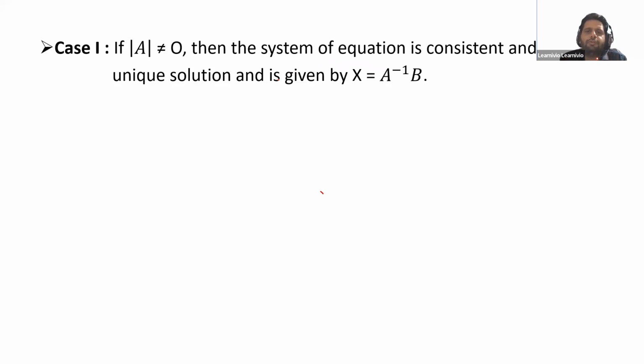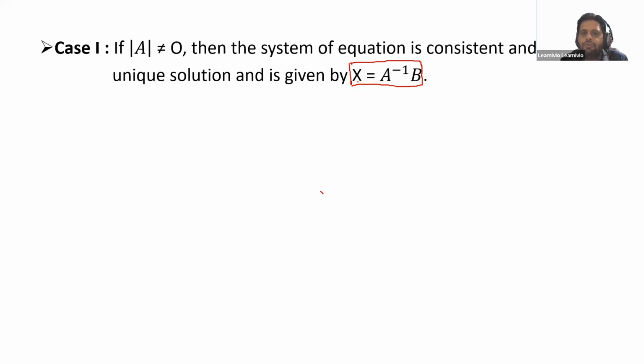So if you find the determinant of A and it is not equal to 0, that means the equation has a unique solution, consistent and unique, and that will be given by X is equal to A inverse B. This formula we already know; we will use it to find the values of x, y, and z. So please remember the first case: determinant of A is not equal to 0, then the system of equations is consistent and has a unique solution. These types of cases can come for 1 mark.